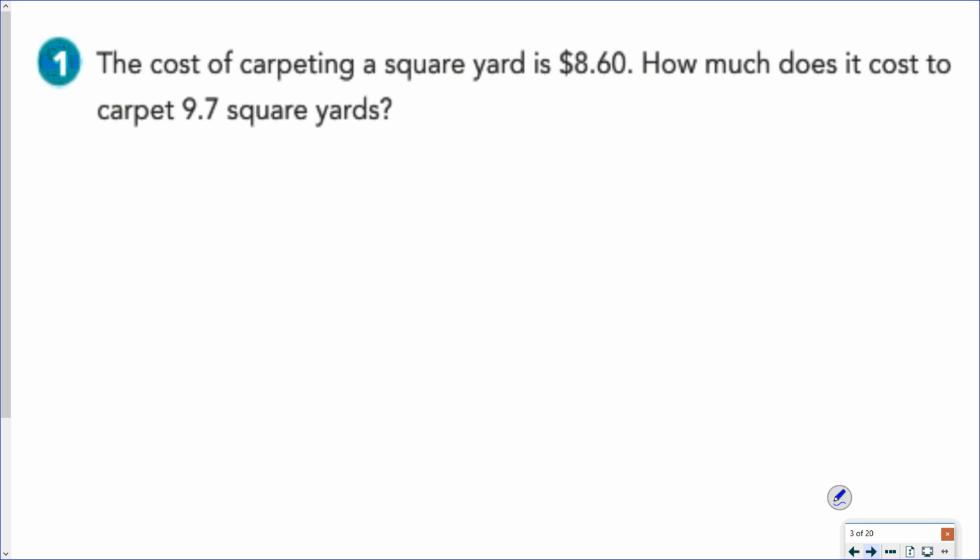So our next problem here: the cost of carpeting a square yard is $8.60. How much does it cost to carpet 9.7 square yards? This is essentially the same situation, except now instead of buying a pound of almonds, we're buying square yards of carpeting. If we look back, we took the cost times how much we bought, which is exactly what we would do here. We would take the cost of $8.60 times how much we bought.